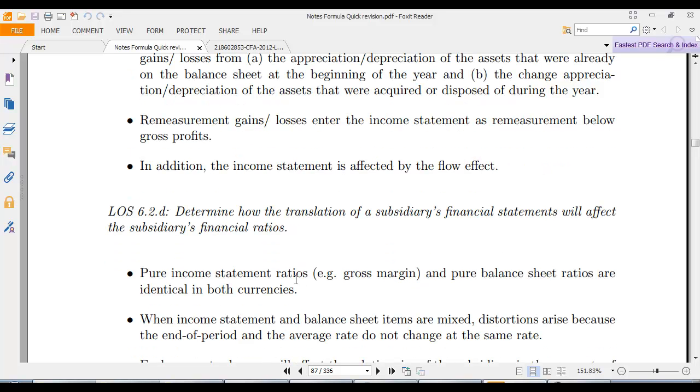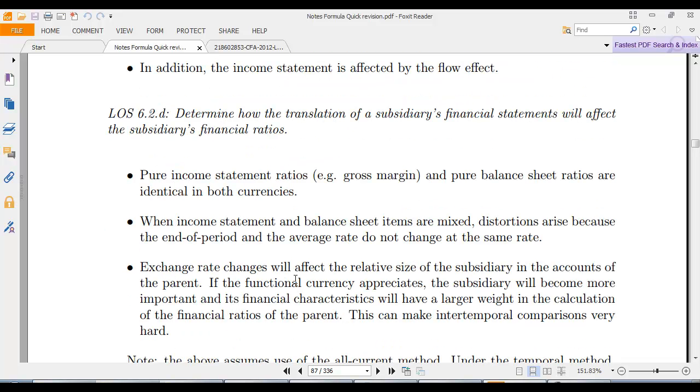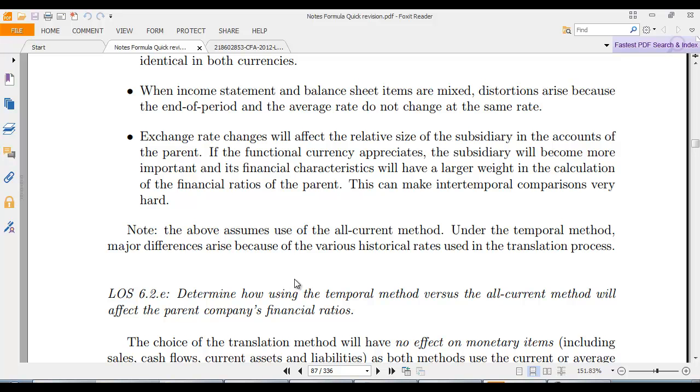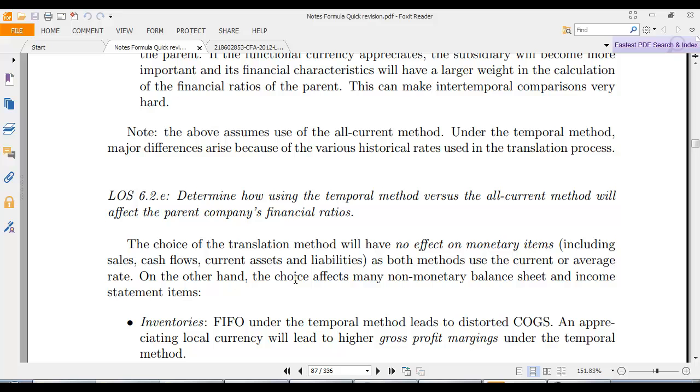How to determine how the translation of a subsidiary will affect the financial ratios. Pure income ratios and pure balance sheet ratios are intact in both currencies. When income statement and balance sheet items are mixed, distortions arise because end of period and average rates do not change at the same time. Exchange rate changes will affect the relative size of the subsidiary in the account of the parent. If the functional currency appreciates, the subsidiary will become more important, and its financial ratios will have larger weight in the calculation. Note the above uses the all current method.